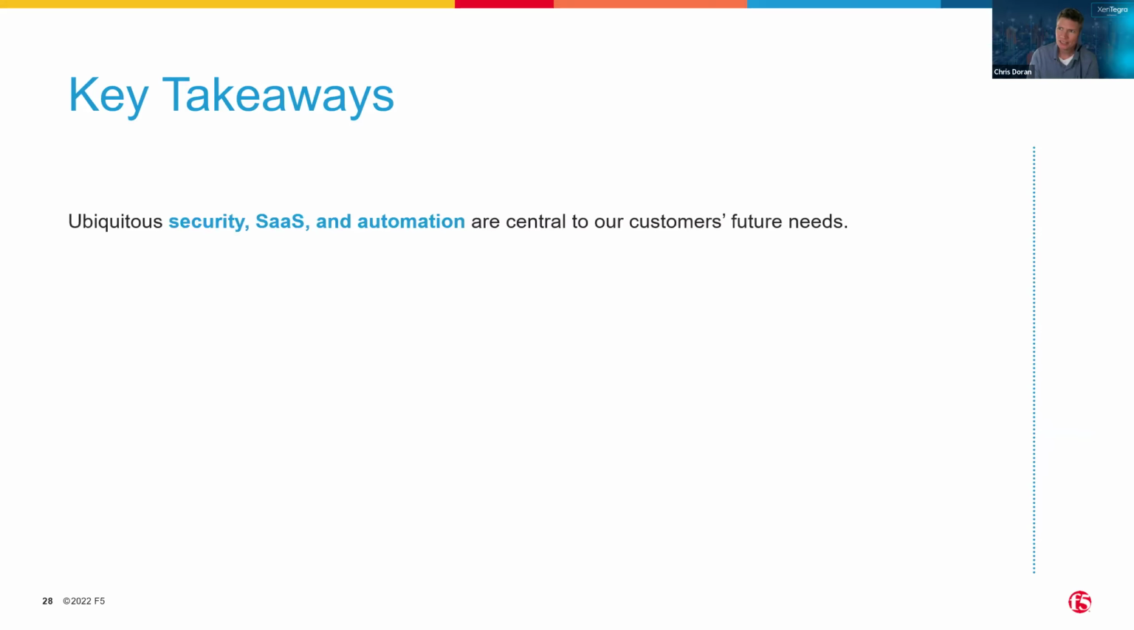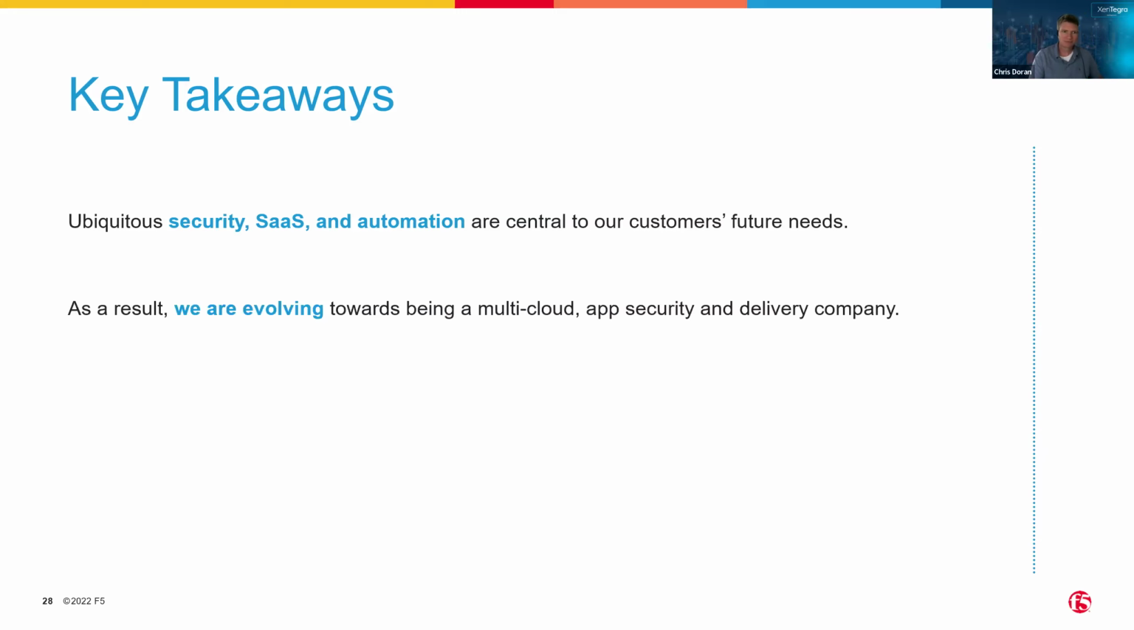So here we've got a few of the key takeaways. Ubiquitous security, SaaS, and automation are central to our customers' future needs. As a result, F5 is always evolving, like Orlando's pointing out, adding POPs left and right all over the globe. So really leaning towards becoming that multi-cloud application security and delivery company.